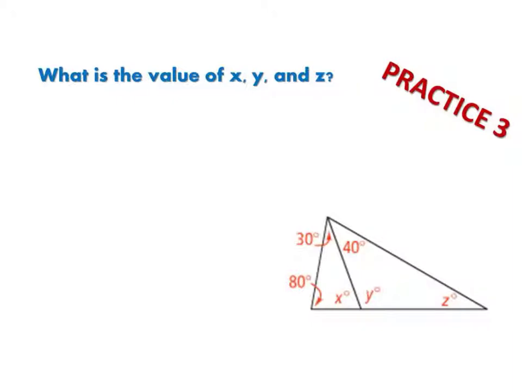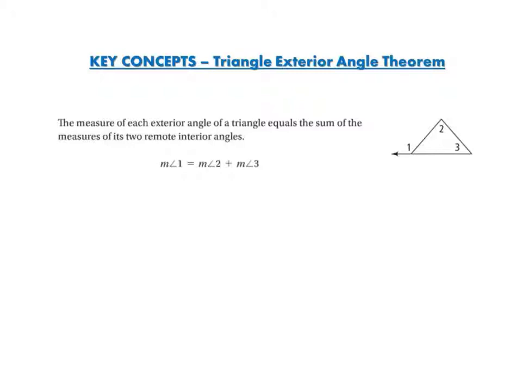Do the same thing I did in the last problem. The triangle exterior angle theorem states that the measure of each exterior angle of a triangle equals the sum of the measures of its two remote interior angles. So, remote means it's on the other side. Here's angle 1, and that's what we're looking for. To find the measurement of angle 1, you simply add angle 2 and angle 3 together. Don't subtract it from anything. You just add those two together, and that gives you the measurement of angle 1.